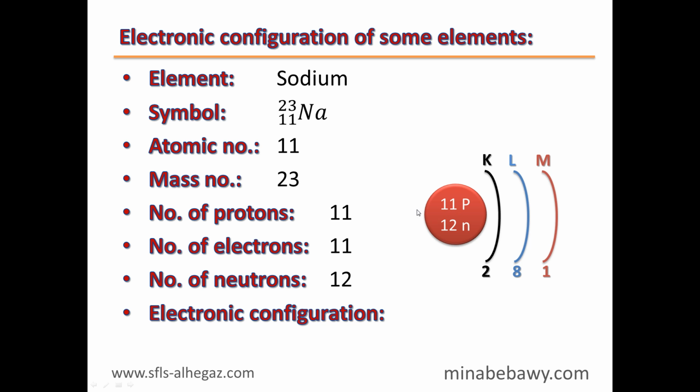Sodium nucleus contains 11 protons, 12 neutrons, and the sodium atom contains 11 electrons, which are distributed in 3 energy levels. The first energy level K will take only 2 electrons. We have 9 more electrons. We will put only 8 electrons inside L. So we have another electron. We will put it in the third energy level M. So the electronic configuration for sodium atom is K contains 2 electrons, L contains 8 electrons, M contains only 1 electron.